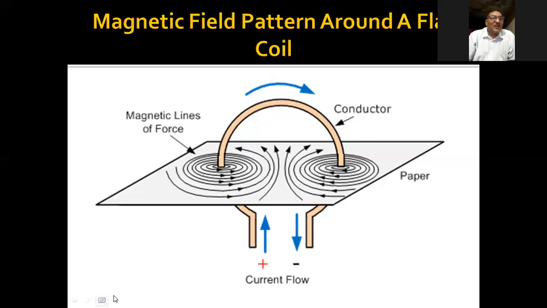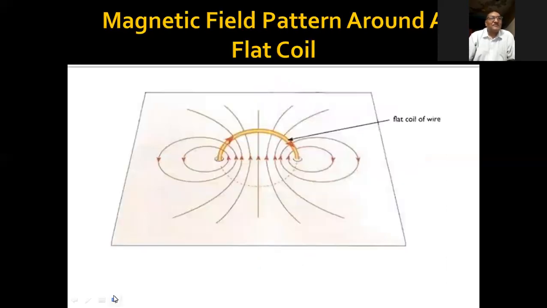Okay, let's move to the next thing. Again here, now we have taken another view of the coil, and apparently this coil will be in the form of a ring, and this is not joined here. The current is coming through this, and it is going down again.